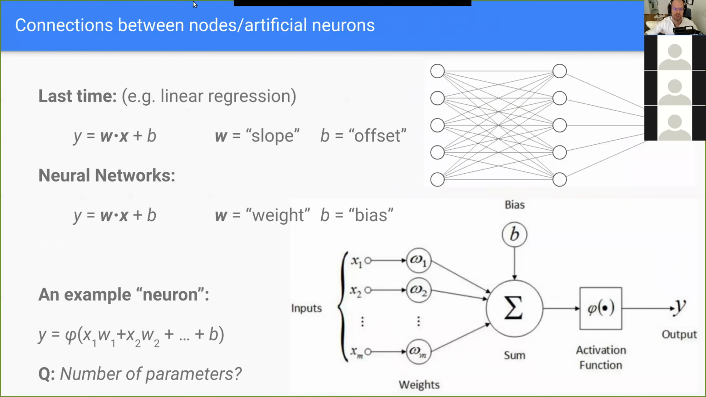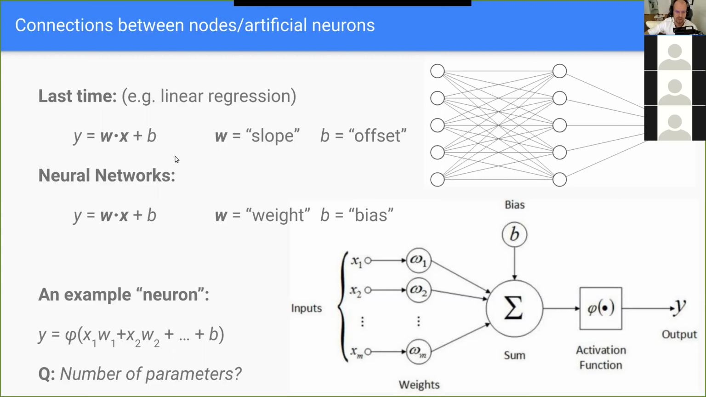Okay, so let's look at some of these. I have the same figure here as on the previous slide, this neural network. Let's see what these connections mean. Before I tell you all that, I'm just going to introduce some nomenclature. Last time when we talked about linear regression, we had an expression like this: y equals the dot product of w and x plus b. Here in linear regression, we would call this coefficient, or these coefficients, the slope, and b we might call the offset.